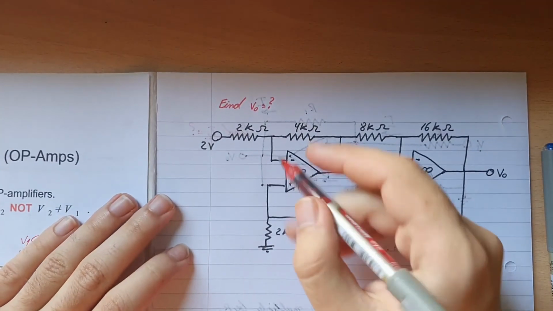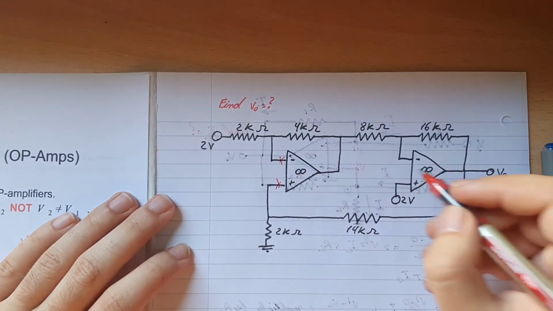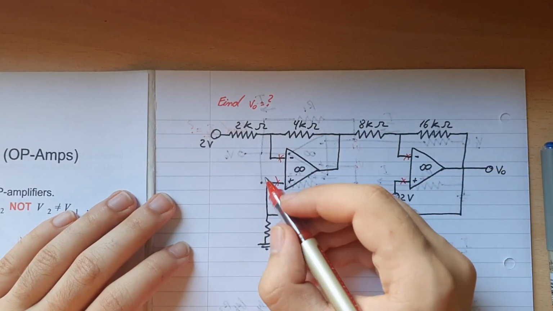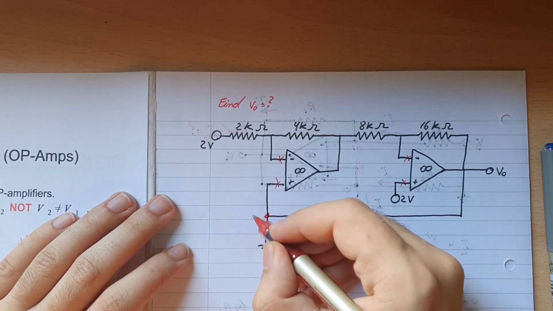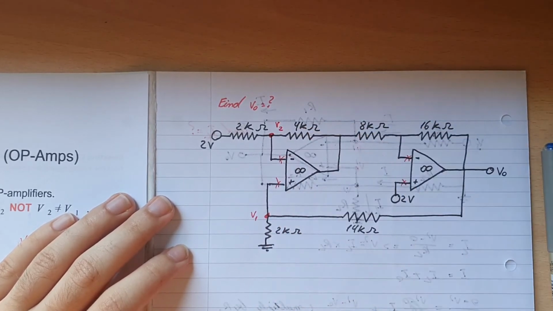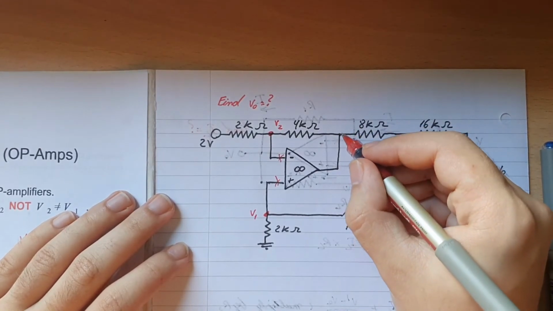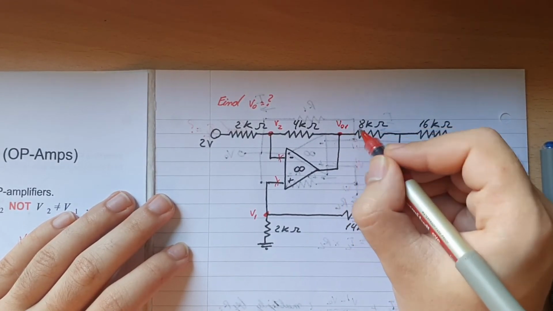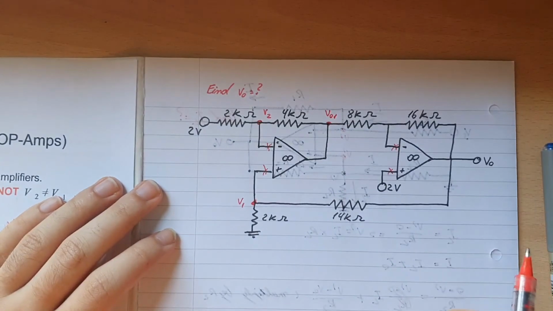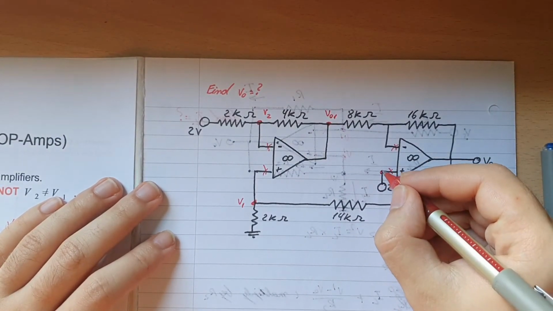If we know there's no current through here or here, we also know there's no current through here or here. All right, we know this dot here will be V1 because of the positive. That makes this dot here to be V2. This one will be VO1 because it's the output of the amplifier. Simple so far.